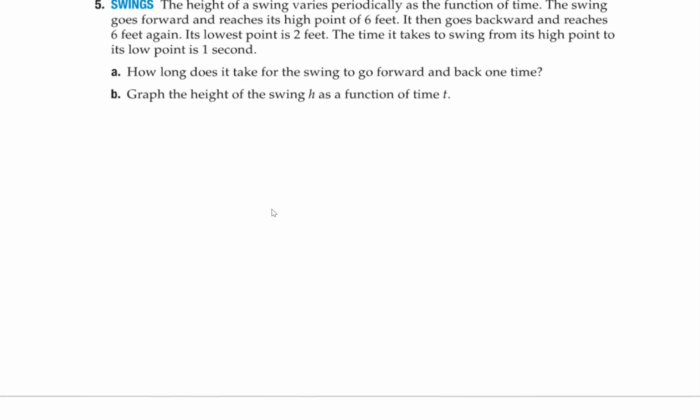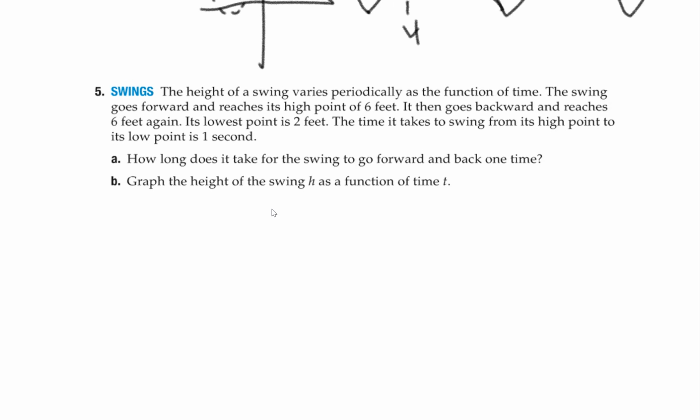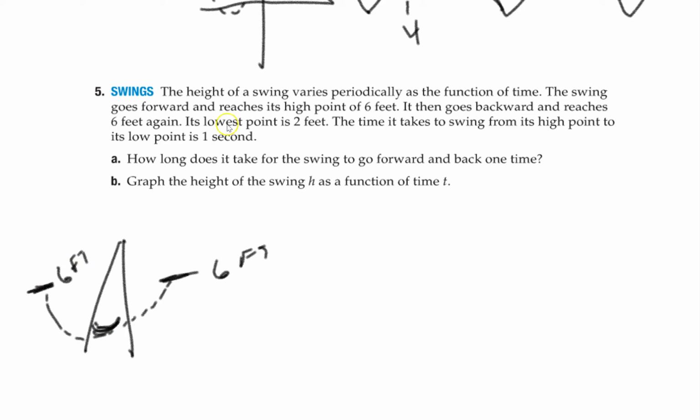A quick application problem. The height of a swing varies periodically as a function of time. The swing goes forward and reaches a high point of 6 feet. So let's say we have a swing. Let's say that's the swing part. It goes to a high point of 6 feet. And it goes backward and reaches 6 feet again. So then it swings around again. I get another 6 feet. Its lowest point is 2 feet, so that's like right here, right when we start.